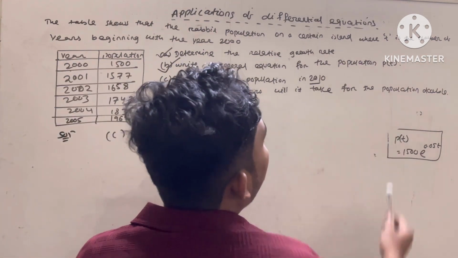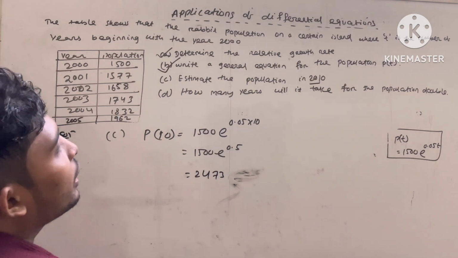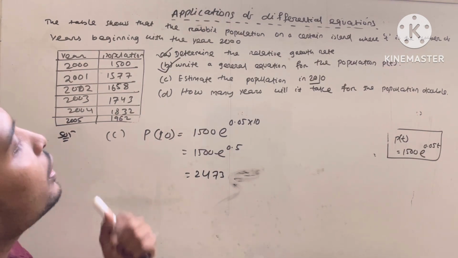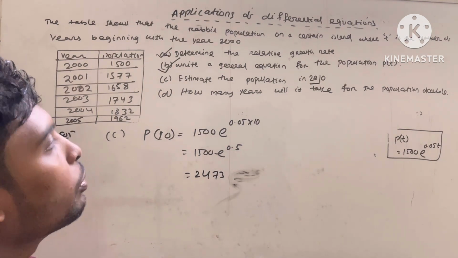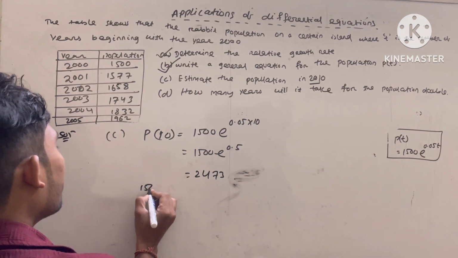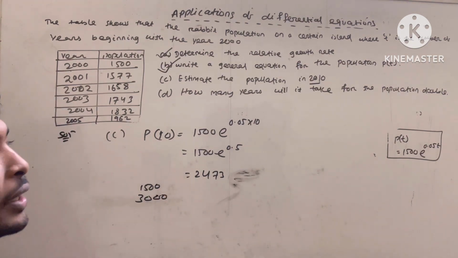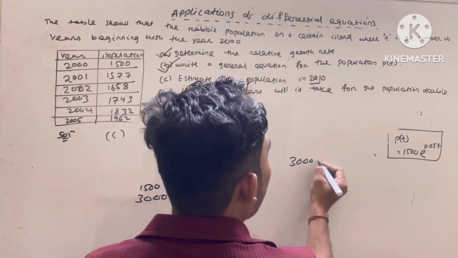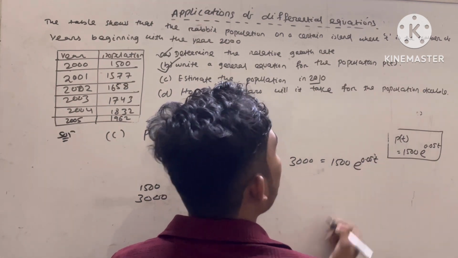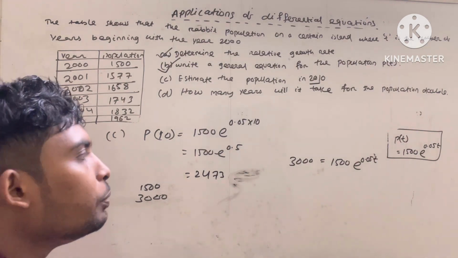Okay, now we have to find the fourth bit. That means how many years will it take for the population to double. In 2000 it is 1500, so the population will be double. That means P(t) will be 3000. The initial value is 1500, so double means 3000. So in place of P(t), just put 3000. So 1500 into e^0.05t. Now we have to just calculate the t here.